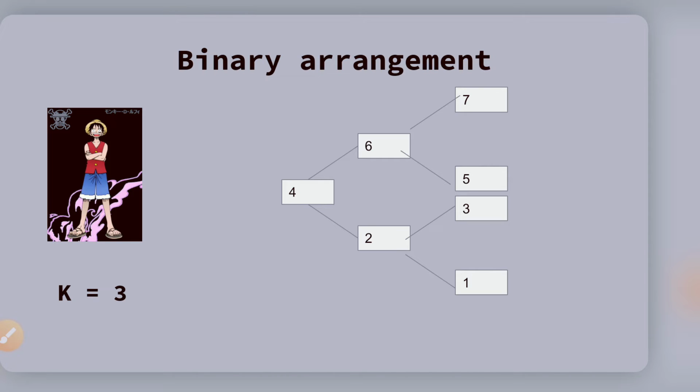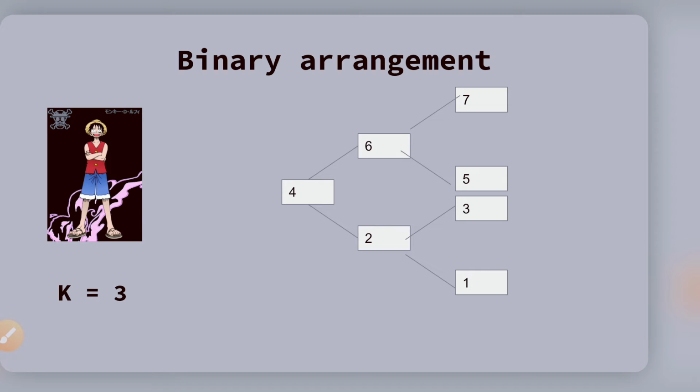Now again, here Luffy wants to find the brick with number 3. So what will Luffy do? Luffy will go to the node, then he will check whether 3 is greater than 4 or lesser than 4. If 3 were greater than 4, he would have gone for the right side. But since we know that 3 is lesser than 4, then he will go for the left side. Sorry, the left side.